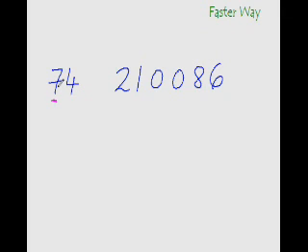74, and 74 is going how many times in 210? I know that 7 3 times is 210. So 74 3 times would be more than 210. So I would not put 3 here, rather I'll put one number less, that is 2. If I put 3 there, then the next dividend that I'm going to get would be negative, and you can't have a negative dividend.